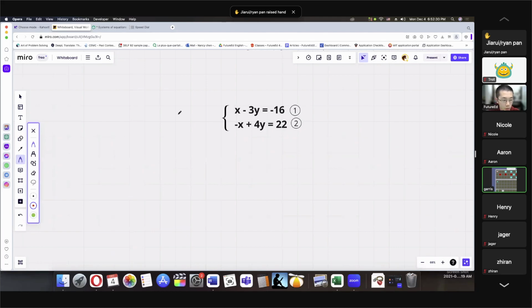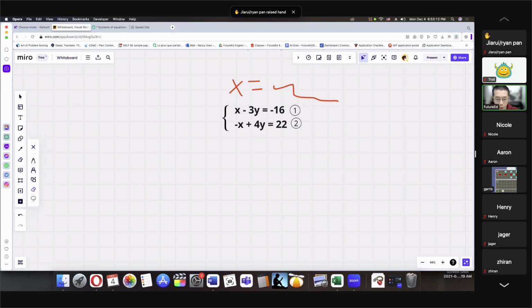I heard two voices here. Garrus, you go first. Separate the X. What does that mean? Basically, just separate it from the Y's. So you want it to be like X equals blah blah blah? You want it to look like that?